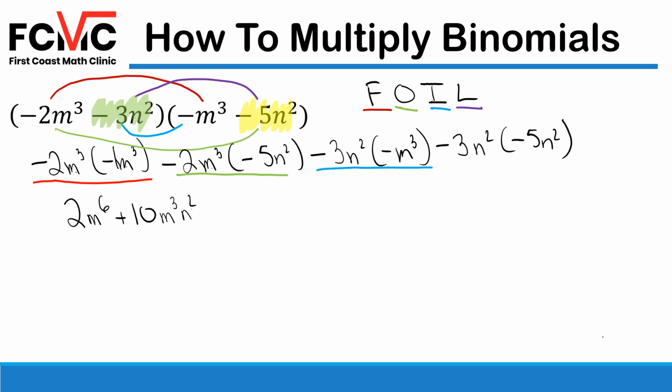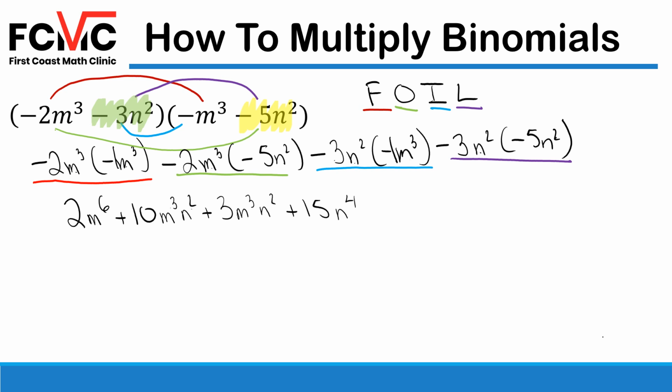Here, negative 3n to the second times negative 1 m to the third. Negative 3 times negative 1 is positive 3. And again, I can't multiply these, so I'm just going to write it as m to the third, n to the second. And for the last set of values, negative 3 times negative 5 is going to give us positive 15. N to the second times n to the second is going to give us n to the fourth. Multiply the bases. We're going to add those exponents.